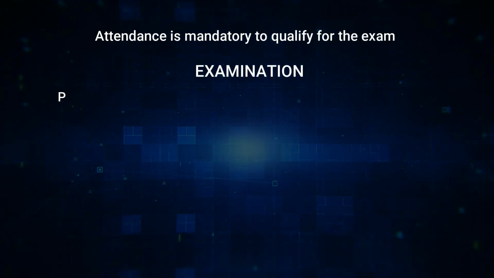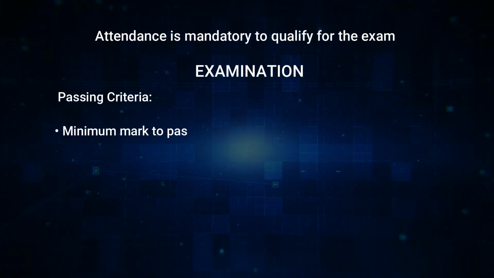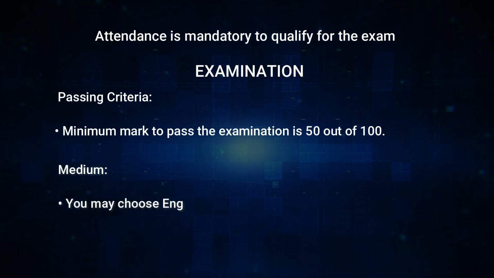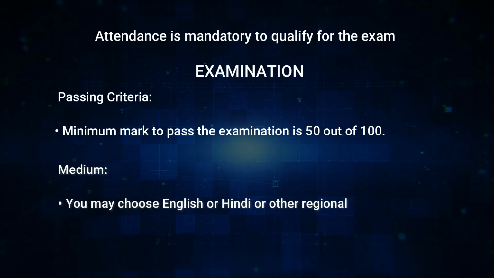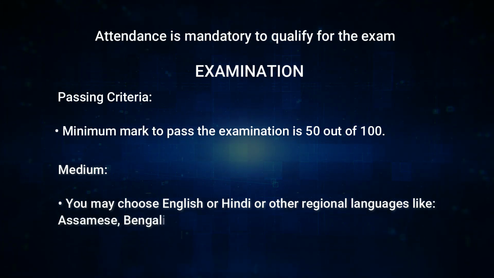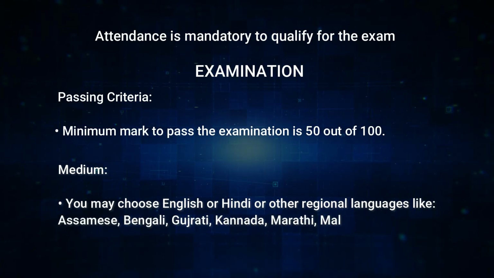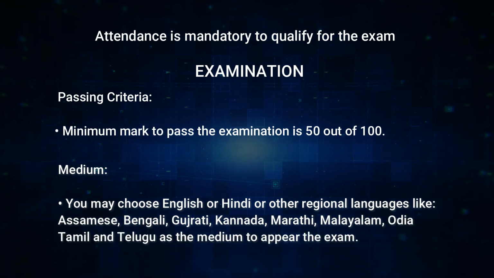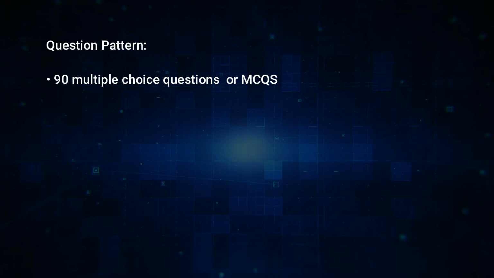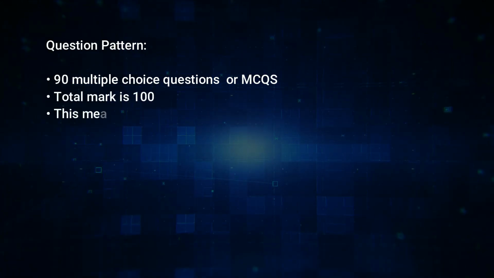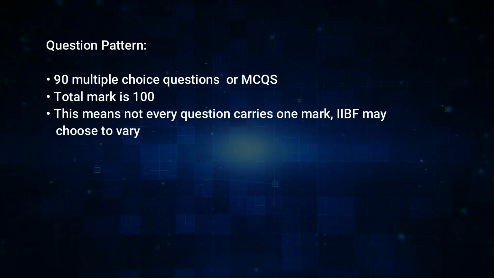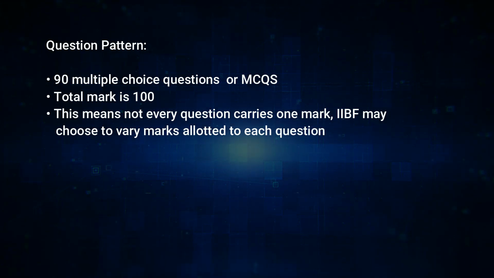Examination and passing criteria. Minimum mark to pass the examination is 50 out of 100. Medium: you may choose English or Hindi or other regional languages like Assamese, Bengali, Gujarati, Kannada, Marathi, Malayalam, Odia, Tamil and Telugu as the medium to appear for the exam. Question pattern. There are 90 multiple choice questions or MCQs and total mark is 100. This means not every question carries one mark. IIBF may choose to vary marks allotted to each question.